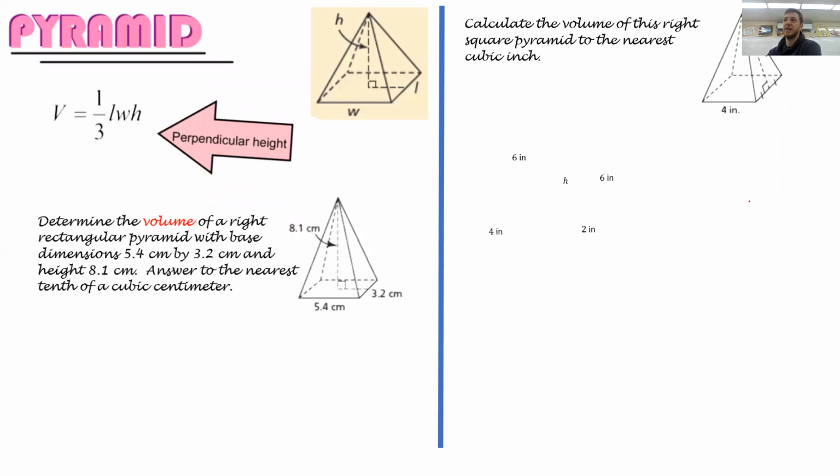A pyramid. So, oh, I didn't animate those. Okay, don't do this question over here. That's 10C, not 10CX. So the volume of a pyramid is 1/3 length times width times height. So determine the volume of a right rectangular pyramid with a base of 5.4 by 3.2 and a height of 8.1. So let's see who can get it.